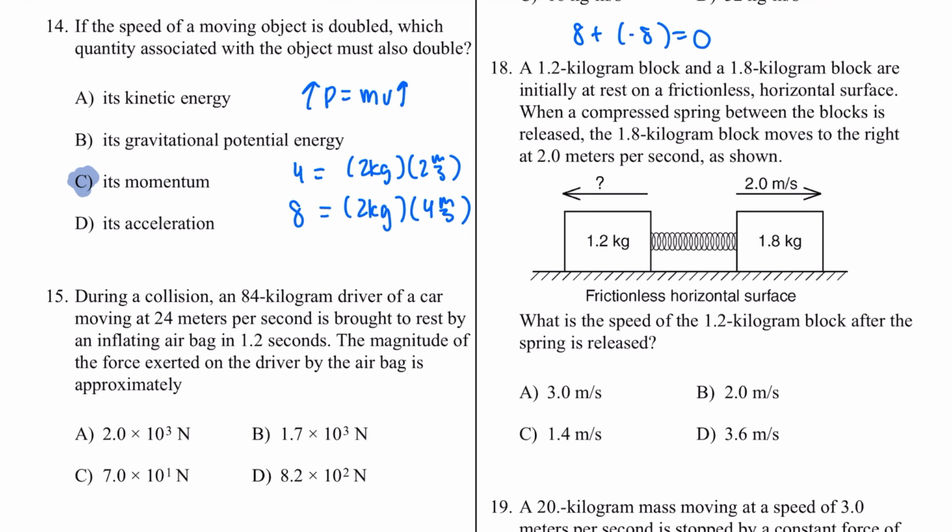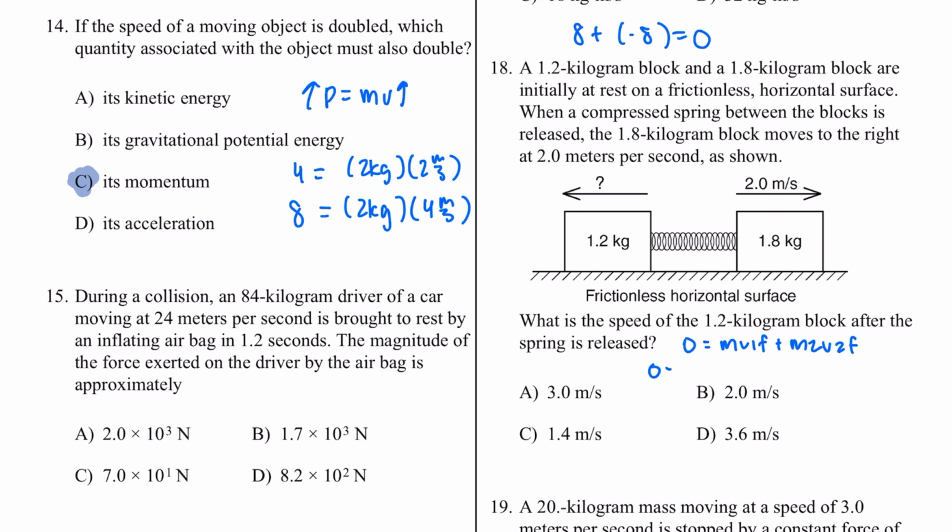18. A 1.2 kilogram block and a 1.8 kilogram block are initially at rest on a frictionless horizontal surface. When a compressed spring between the blocks is released, the 1.8 kilogram block moves to the right at 2 meters per second as shown. What is the speed of the 1.2 kilogram block after the spring is released? So it says that initially both blocks were at rest, which means the initial momentum is going to be 0. So we can use the formula of 0 equals m1v1f plus m2v2f, and then plug in.